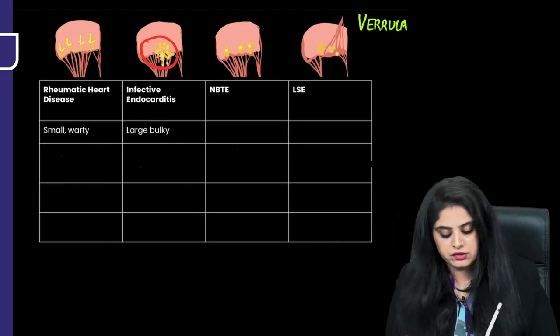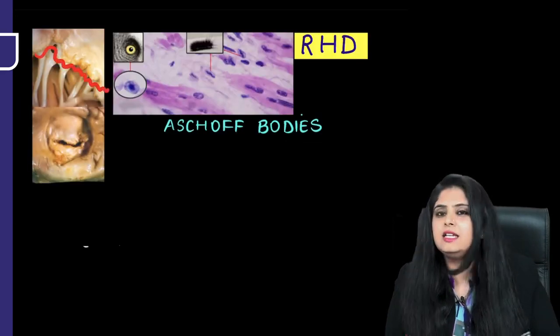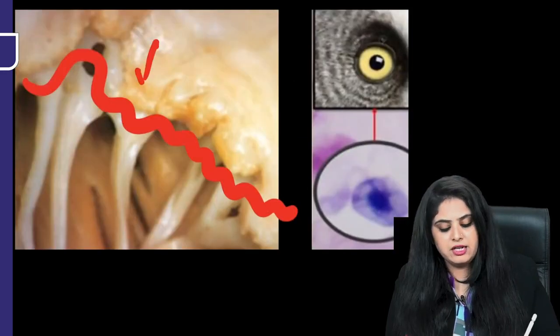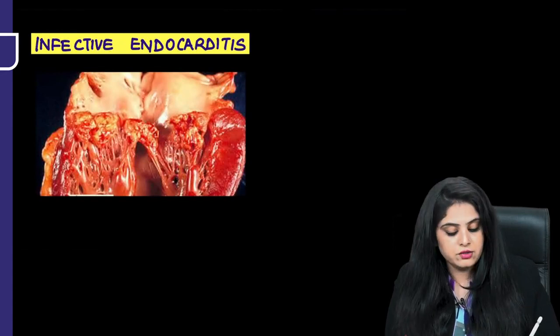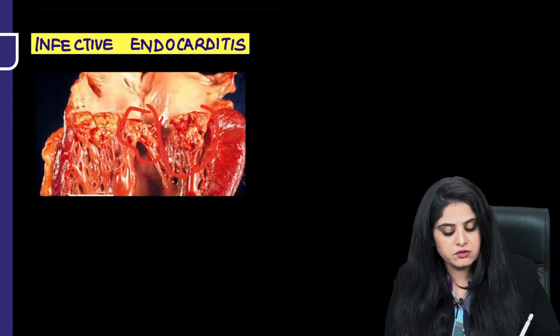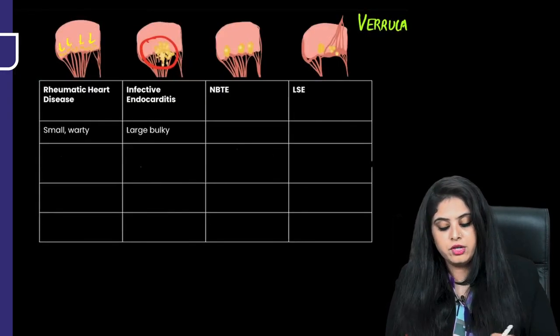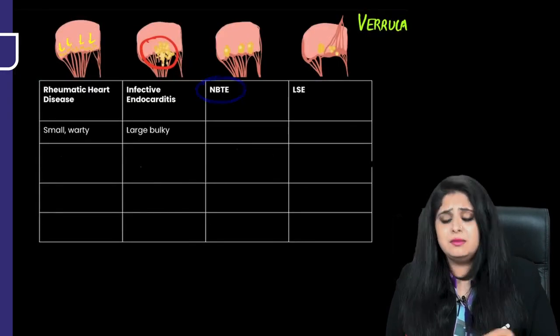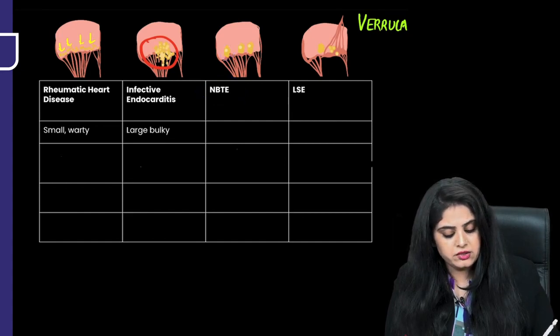Let me show you pictures. Look at this. In rheumatic heart disease, you can see very tiny vegetations, hardly visible. Whereas in infective endocarditis, you can see big, bulky vegetations which are present. They are destroying all the cusps also. That is the difference. What do you see in NBTE? NBTE is also small, but they are very fragile. These vegetations are extremely fragile, very, very friable.